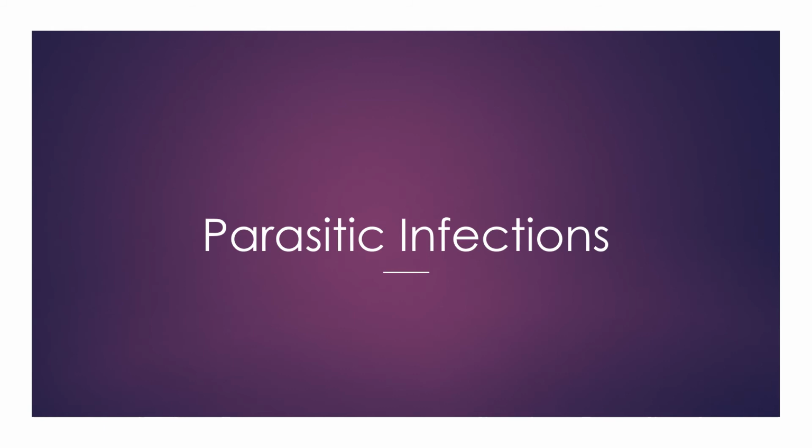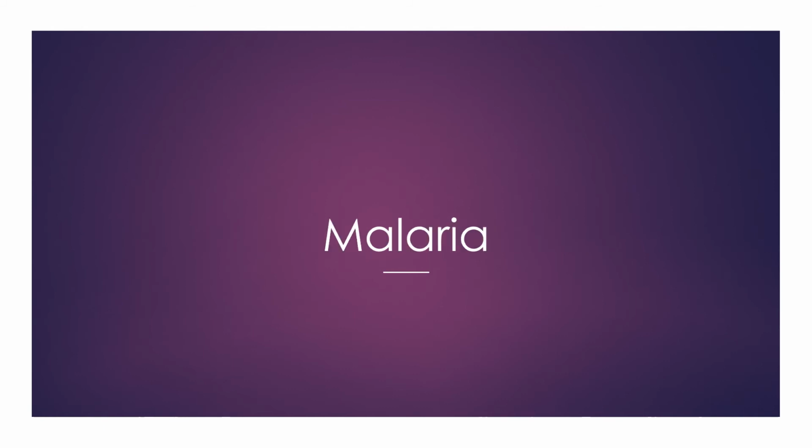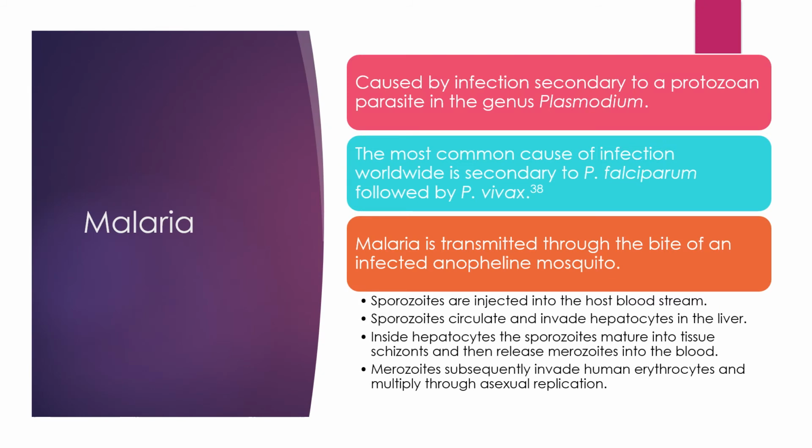Now, moving on to parasitic infections. So, most common one, malaria. Malaria is caused by infection due to protozoan parasites in the genus Plasmodium. The most common infection is caused by P. falciparum, followed by Plasmodium vivax. As we know, malaria is transmitted by the bite of an infected Anopheles mosquito. Sporozoites are injected into the bloodstream, circulate, and invade hepatocytes, and inside hepatocytes, the sporozoites mature into tissue schizonts, which subsequently release merozoites into the blood. These invade human erythrocytes and multiply through asexual reproduction.